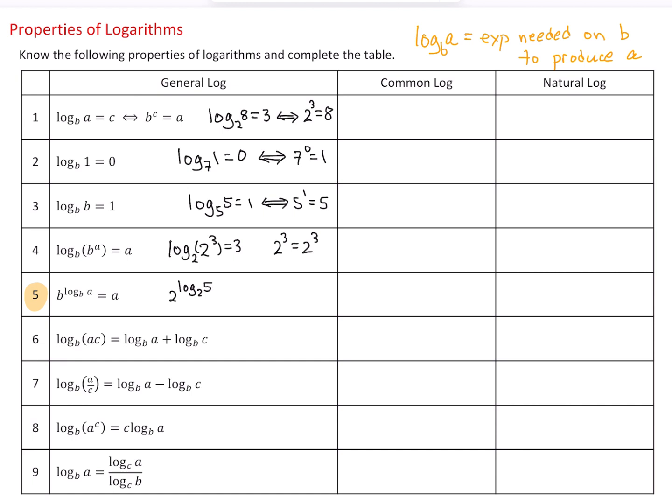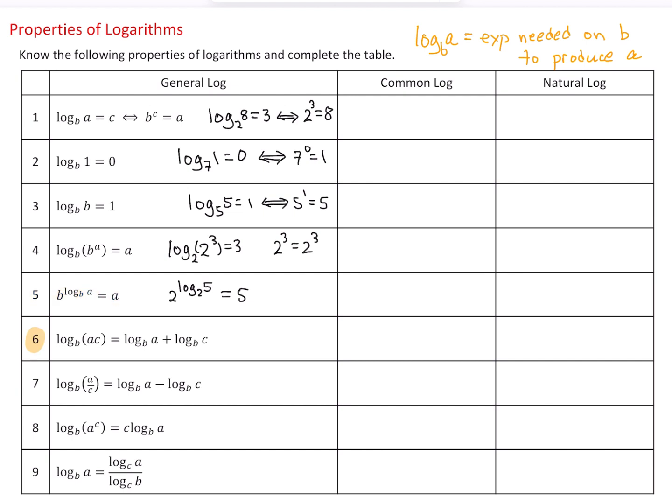It exists, it's an irrational number with a decimal representation that goes forever, but I don't need to figure out what that decimal is. 2 raised to the log base 2 of 5 will always just produce 5, because log base 2 of 5 is the exponent needed on 2 to produce 5, and if you then put it as an exponent on the base 2, you should just go right in a circle and get 5. So b raised to a logarithm, if that logarithm has the same base, then the argument of the log becomes the simplification of this expression.